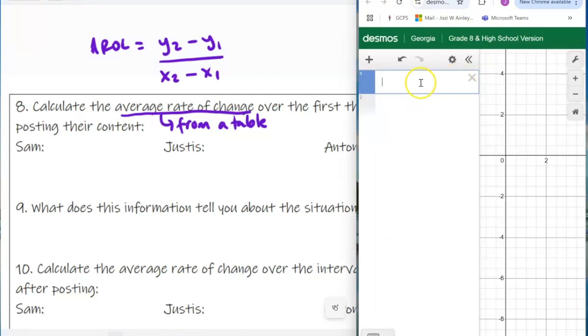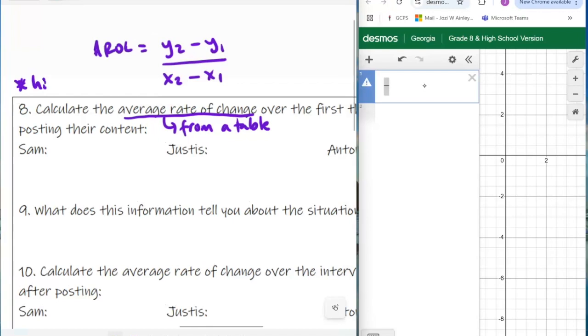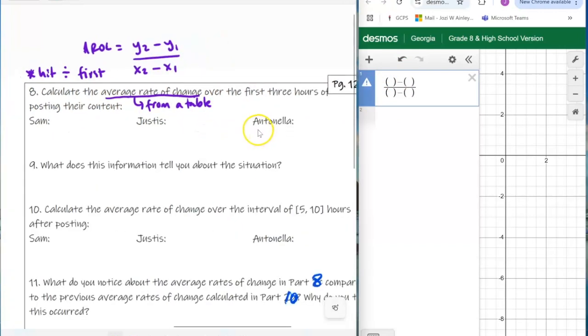To put it in the calculator though, please hit divide first. Hit divide first. In fact, I'm going to do that right here. Hit divide first. Okay, so you have to do that so that it can set it up for you. Then you're going to go parentheses minus parentheses over parentheses minus parentheses. And I'm not going to do this 3 times. I'm just going to change the number each time. All right, so I've set up my average rate of change. I'm ready to go. I know what goes on the top and I know what goes on the bottom. It's just a matter of putting it in.